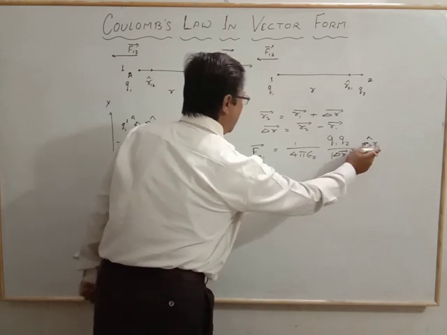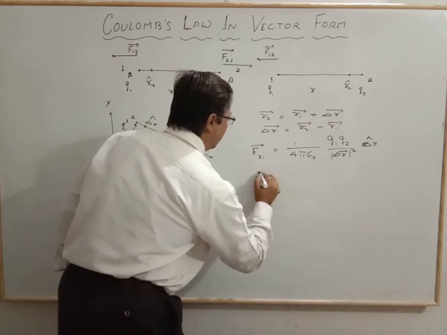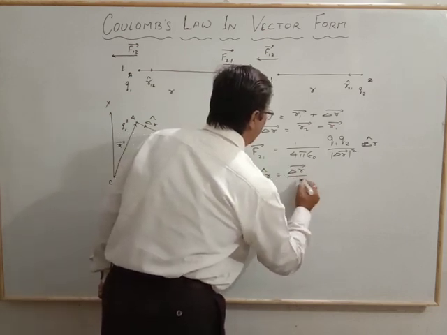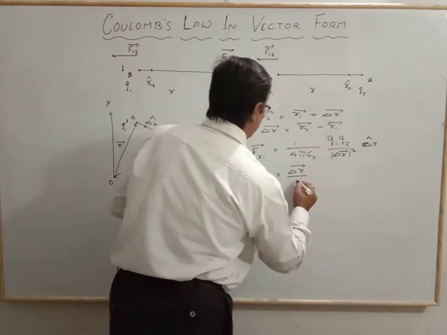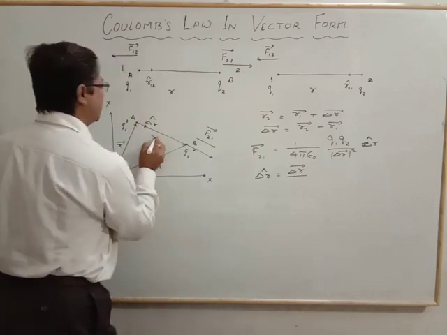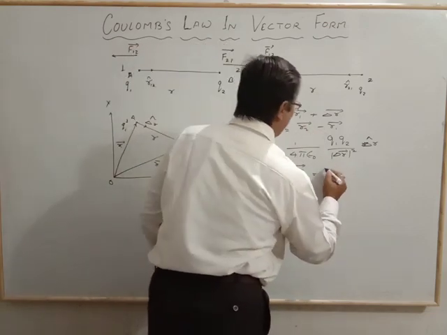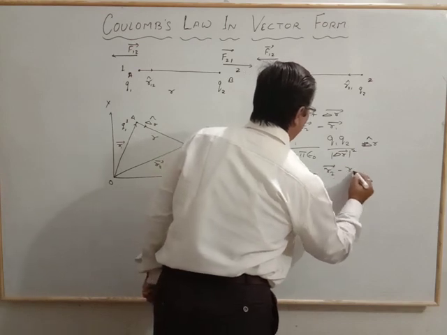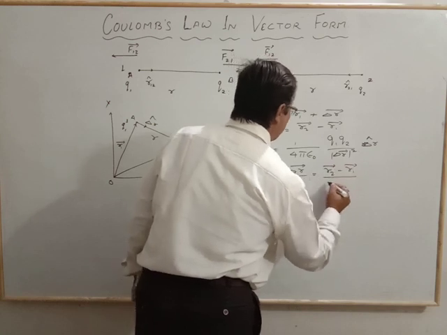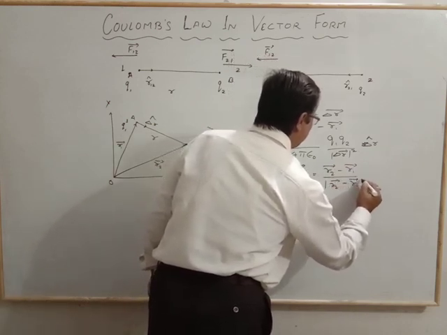In place of this unit vector, we can write the delta R unit vector is equal to the delta R vector divided by the distance R. Let's consider this one as the R vector, and here delta R is equal to R2 vector minus R1 vector, divided by the magnitude of R2 vector minus R1 vector.